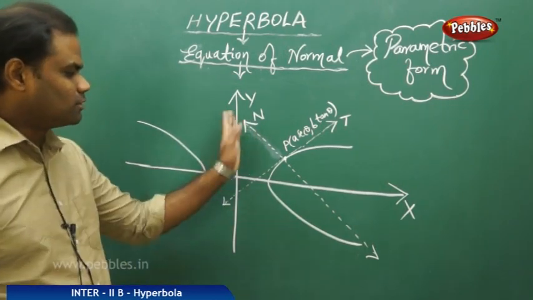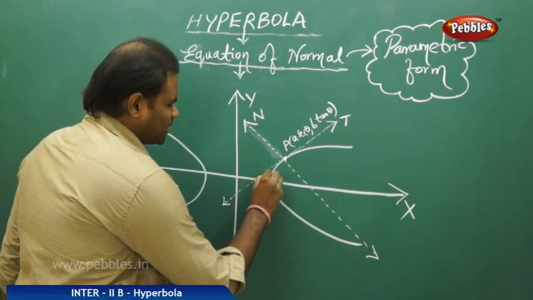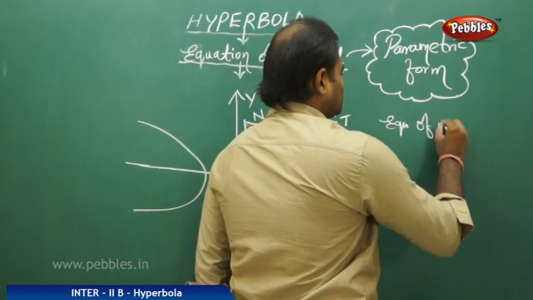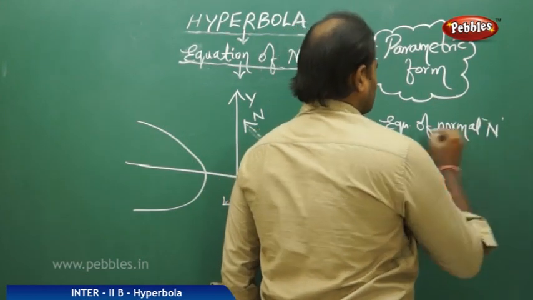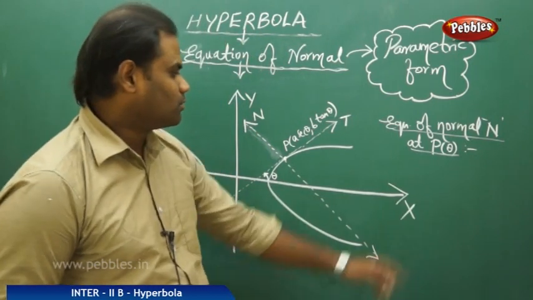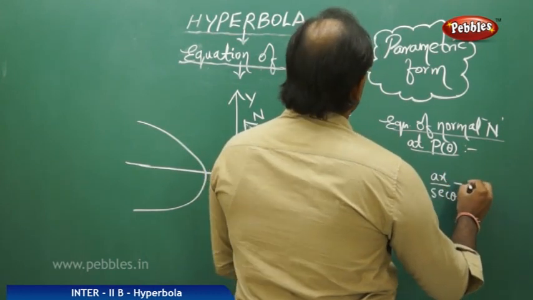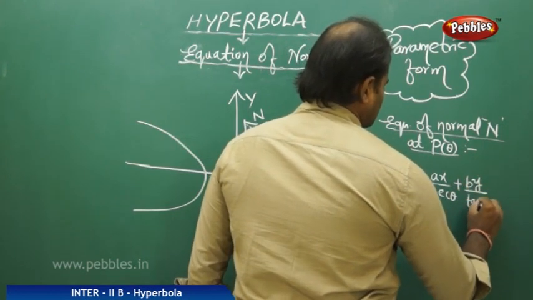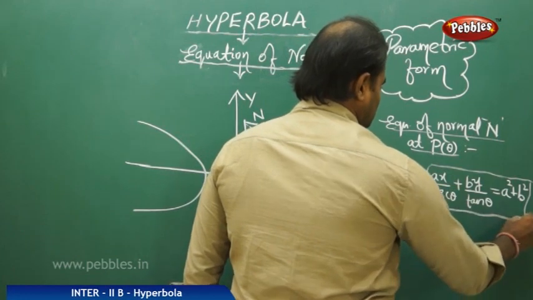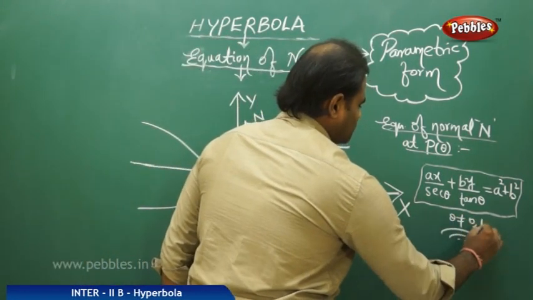Now, in order to find the equation of this normal in parametric form, where theta is measured in the anti-clockwise direction, the equation of normal N at the parametric point P of theta with respect to the hyperbola S equal to 0 is given by ax by secant theta plus by by tan theta equals a square plus b square, and of course with the limitation that theta is not equal to 0 and pi.